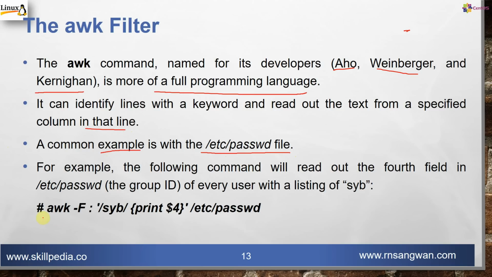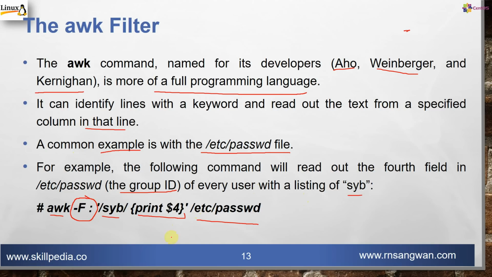For example, if you want to read the group ID, which is the fourth column, you have to specify the column separator, which is the field separator -F colon, from the file, and print column number 4 from the /etc/passwd file. For example, this reads out the fourth field in /etc/passwd for every user with a listing of sys, which means I want to display the sys users, with a listing of sys and print 4. So this makes a very good example.